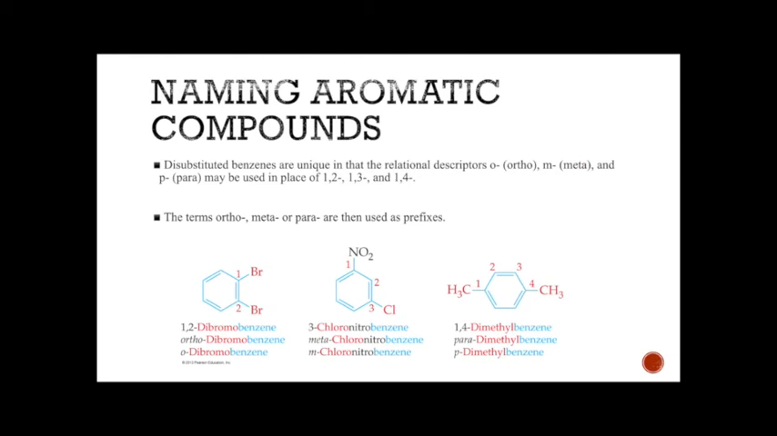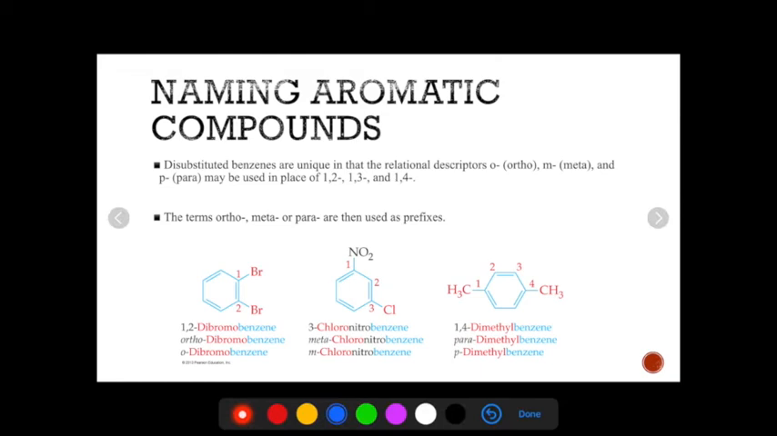Okay, so on the first one, we have 2-bromine. So we can number them 1 and 2. So bromine 1, bromine 2, or bromine is connected to carbon 1, bromine is connected to carbon 2. And we could name it 1,2-dibromobenzene. Or we can use the prefixes ortho, meta, and para instead of numbers.